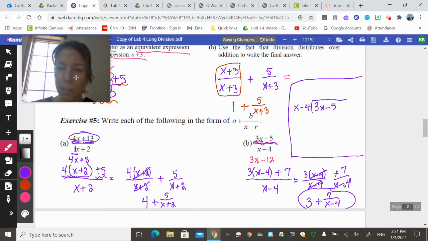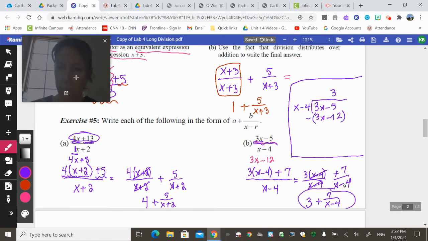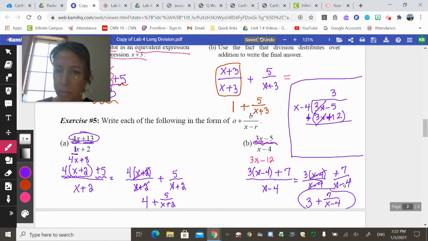But remember, we wanted this first term to match. So in order to multiply x by something to get 3x, it would have to be a 3 here. And then I'm going to distribute the 3 to get 3x minus 12. And then I have to remember to subtract. Okay, so I do 3x minus 3x, which cancels. And then this would be a negative 5 minus a negative 12. And that would be the same as adding 12. So a negative 5 and a plus 12 would give me a positive 7.